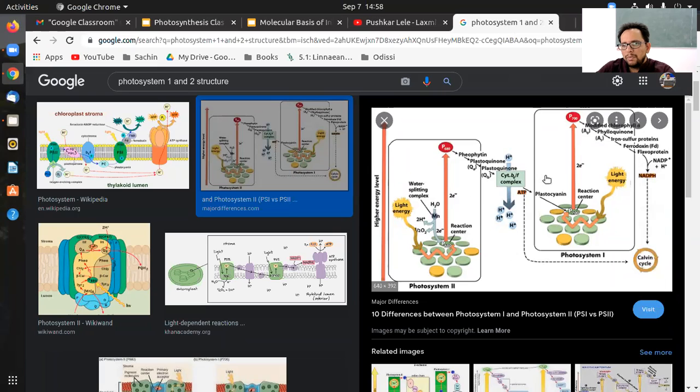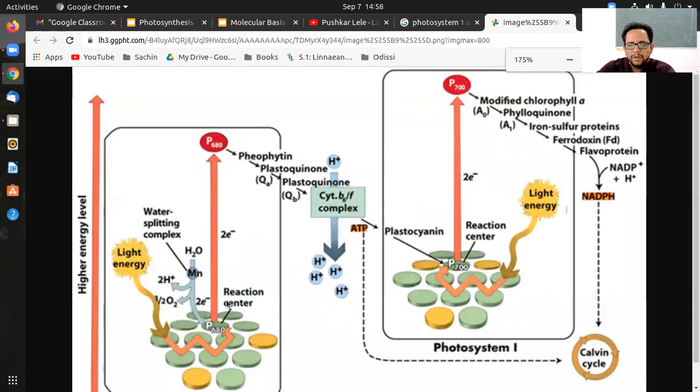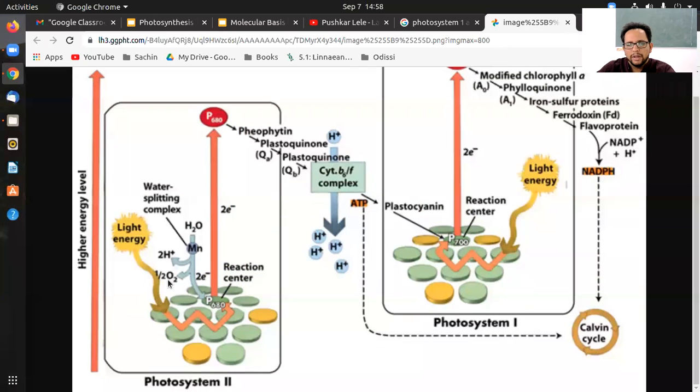Let me open the image here. If you look closely at this particular part, light energy is getting absorbed. That energy is utilized for breakdown of the water molecule. The water splitting complex will go and split the water into hydrogen and oxygen, right?